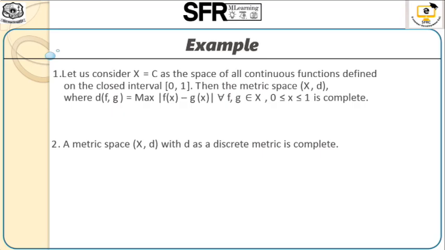Another example is, if we consider any space X along with the discrete metric, then automatically it will be a complete metric space. What is a discrete metric? A discrete metric takes only two values, 0 and 1: 0 if x is equal to y and 1 if x is not equal to y. If we consider any space along with the discrete metric, then every Cauchy sequence in this space will converge. Hence, we conclude that this is a complete metric space.